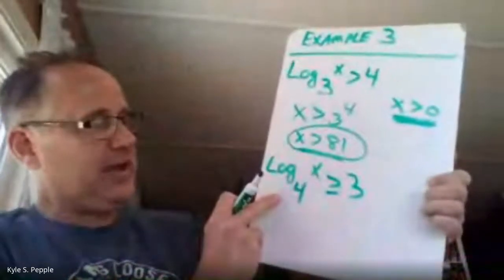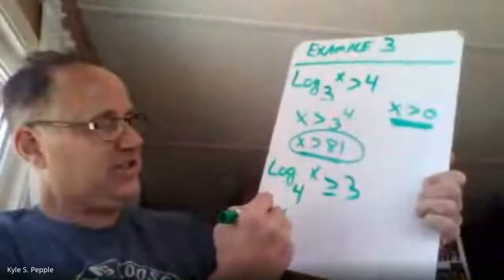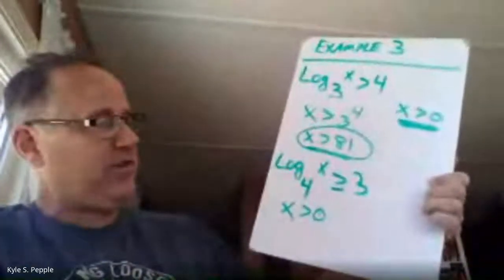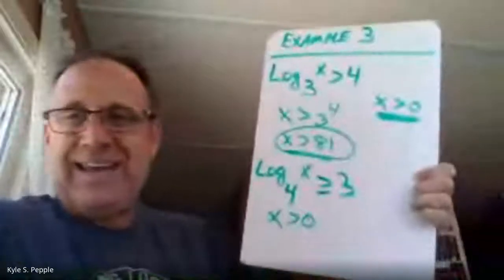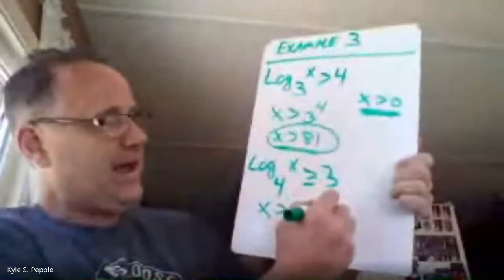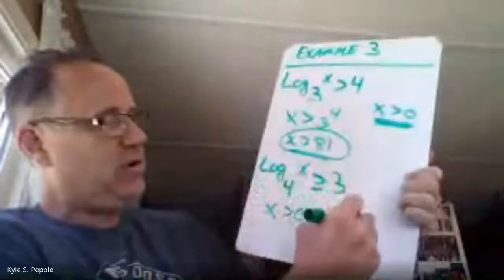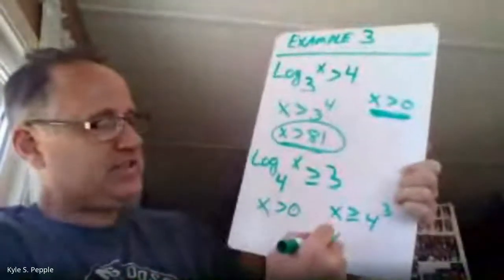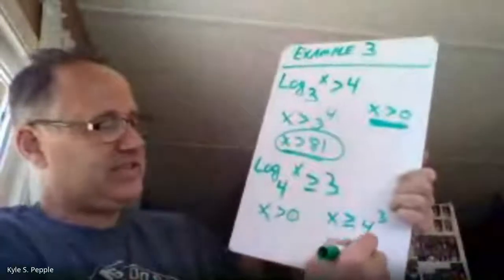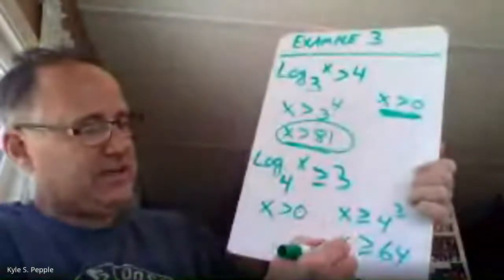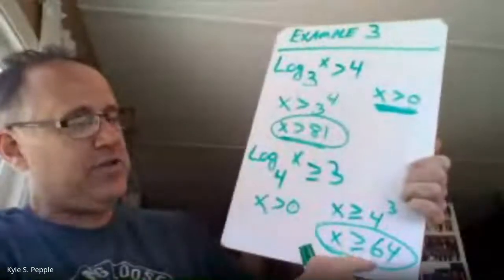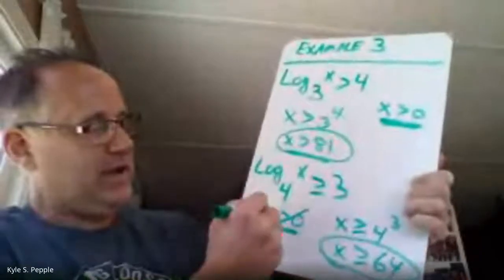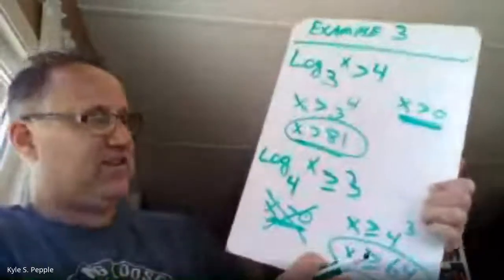So let's check this one again. Okay. X needs to be greater than 0. Again, that term needs to be greater than 0. Rewrite it in exponential form. X greater than or equal to 4 to the 3rd power. X greater than or equal to 64. Okay, well, this is my solution I came up with. My solution needs to be greater than or equal to 64. This doesn't come into play in this instance.